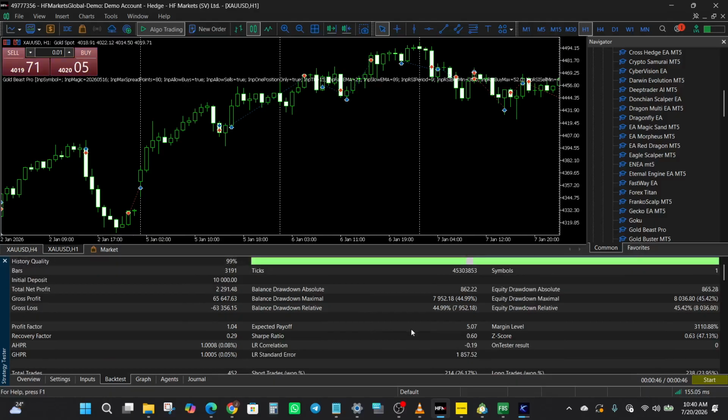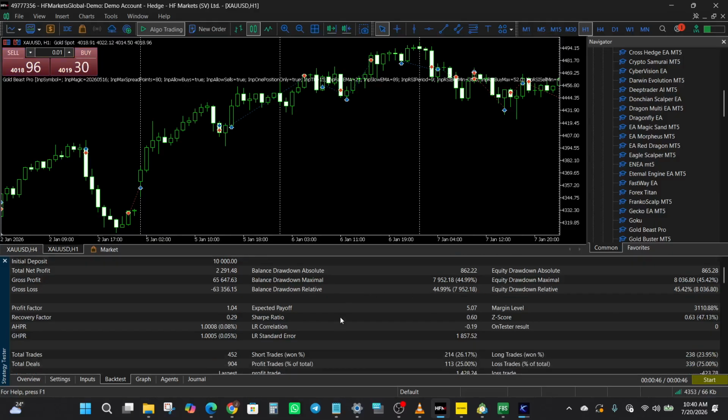Now, the maximum drawdown reached just under 45% on both a balance and equity basis. All right, the balance was under 45%, but the equity was a little bit over 45%. Okay, well, it is substantial. It's a substantial swing relative to the net profits achieved.